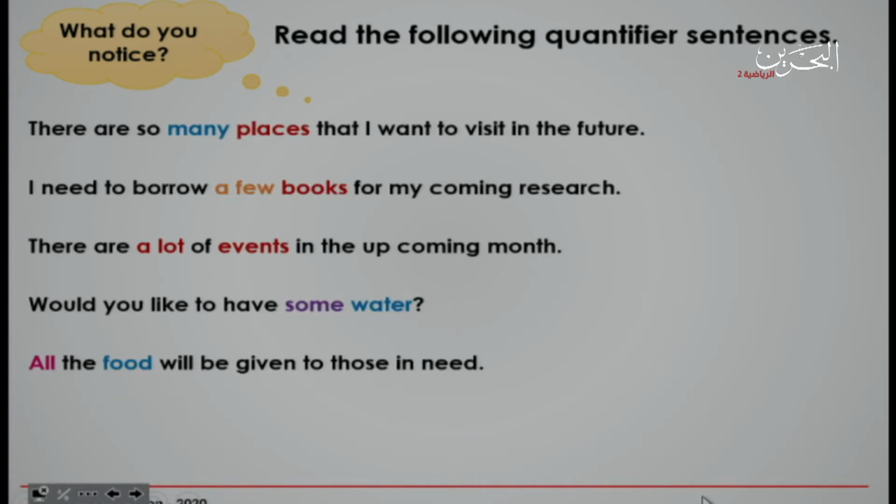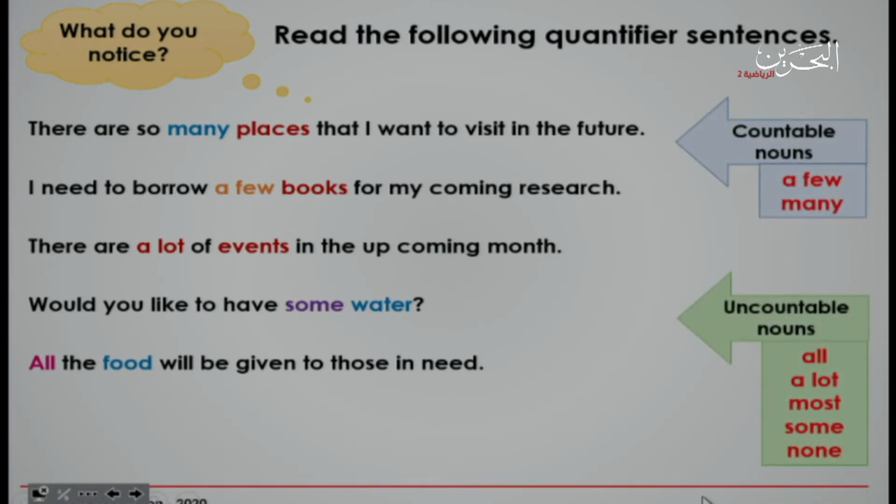Now, let's read the following sentences. There are so many places that I want to visit in the future. I need to borrow a few books for my research. There are a lot of events in the upcoming month. Would you like to have some water? All the food will be given to those in need.